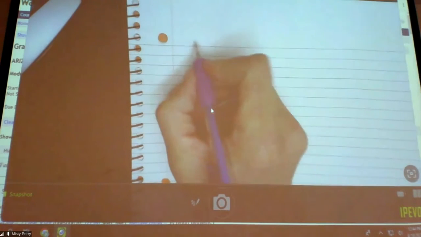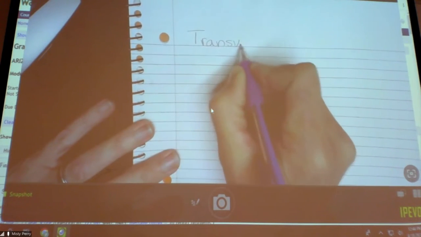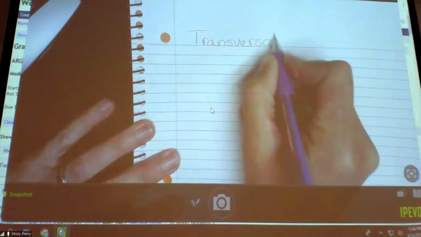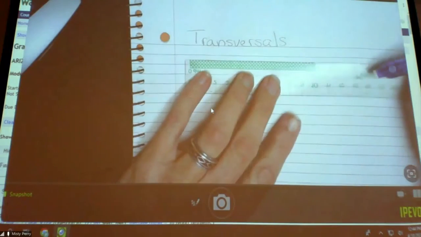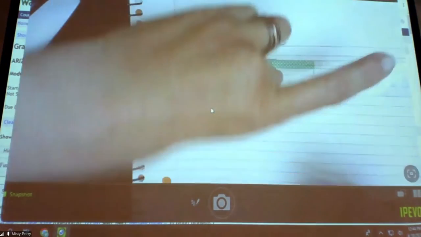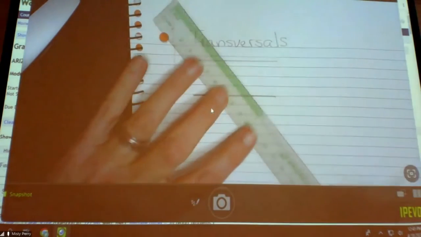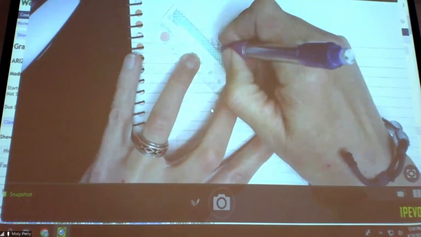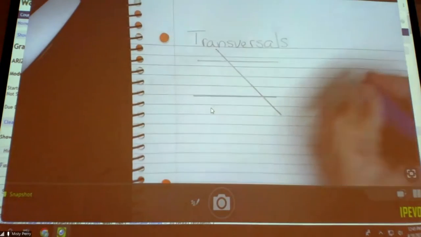Transversals. Here we go. Basically, that means you have two parallel lines with a line that cuts through them. Two parallel lines.